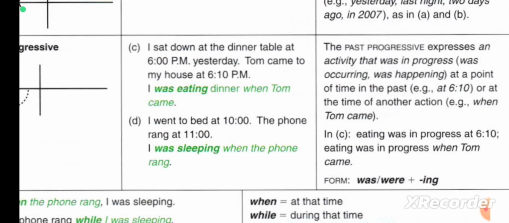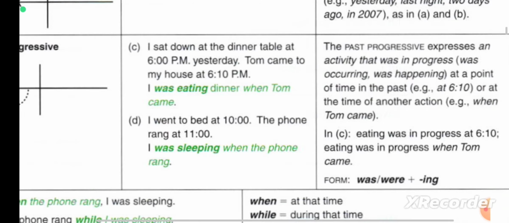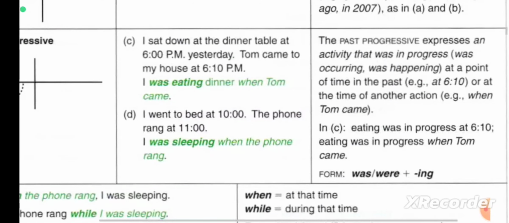To use the past continuous, we need to use a past time adverb like yesterday, and we need to specify the time using the clock time, like 6:10 p.m. What was I doing at 6:10 p.m.? I was eating dinner when Tom came. In other words, I could say, yesterday at 6 p.m. I was eating dinner.